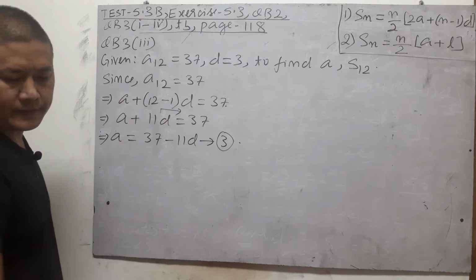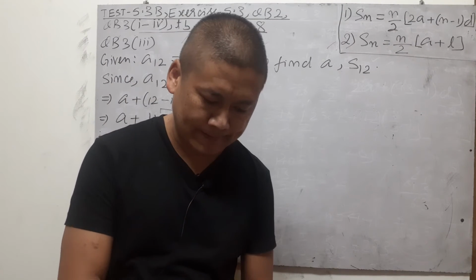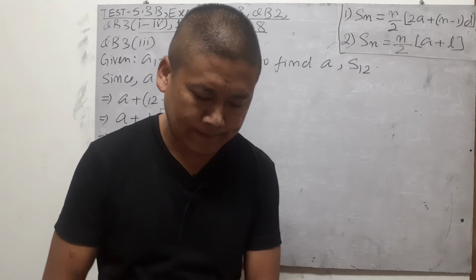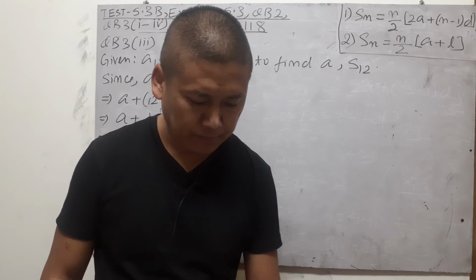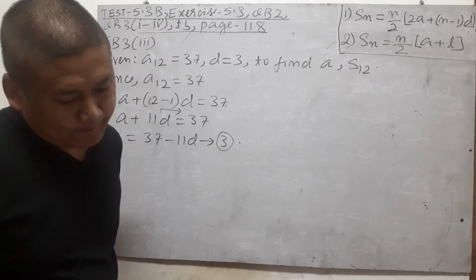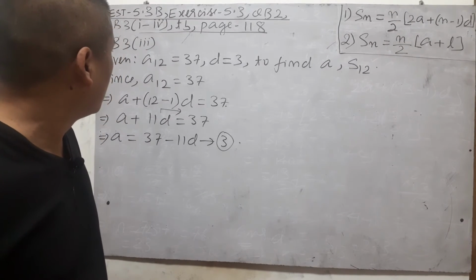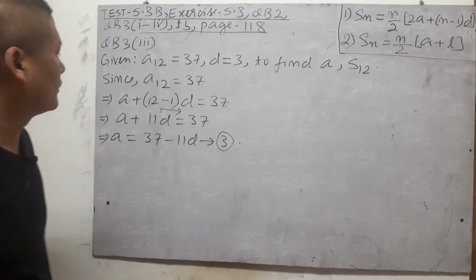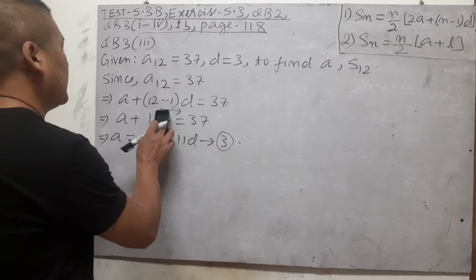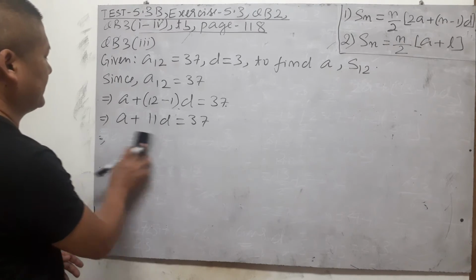Let us write down A is 37, shift this one to the right side, minus 11D. Let's keep D as 3. Yes, same as the textbook answer is coming out. That's correct. Here A12 value is known, and D is also known, so we can make it simpler. Let's cut this step.